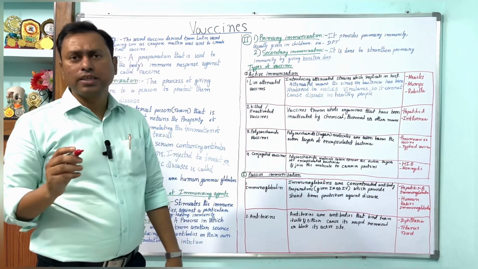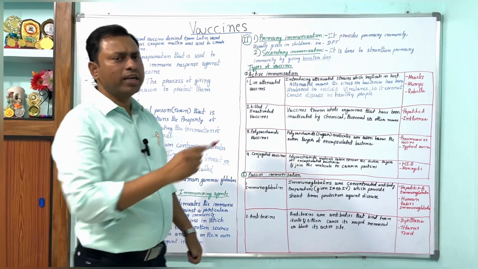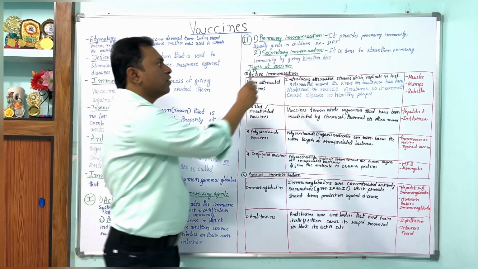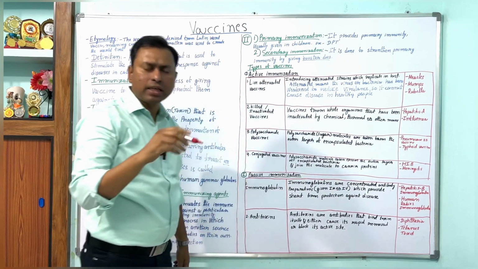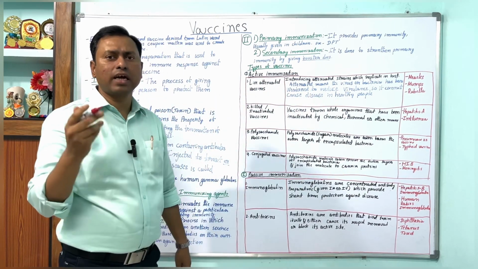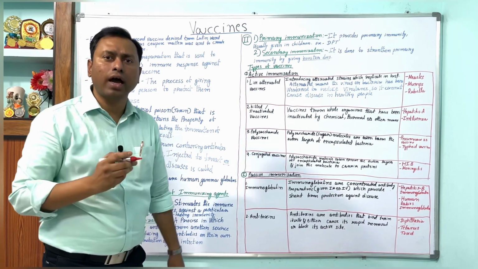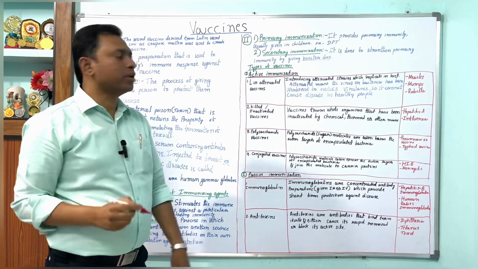Second is secondary immunity. It is done to strengthen the primary immunity by giving a booster dose, that is the second dose, third dose, and so on. Giving the booster dose is called secondary immunity.